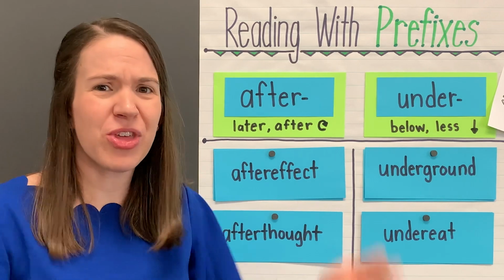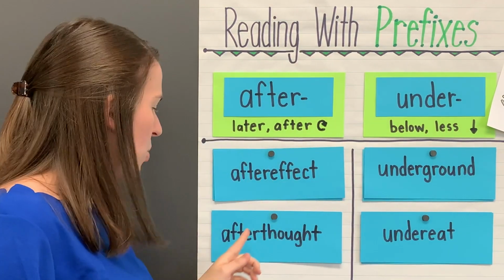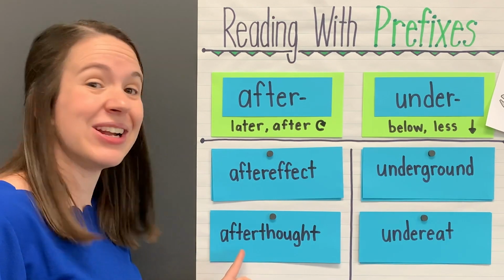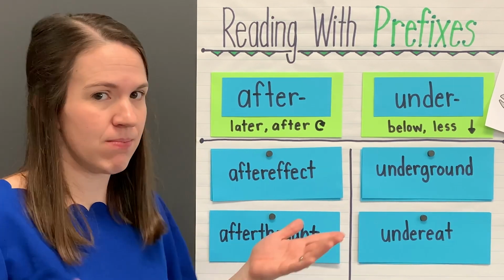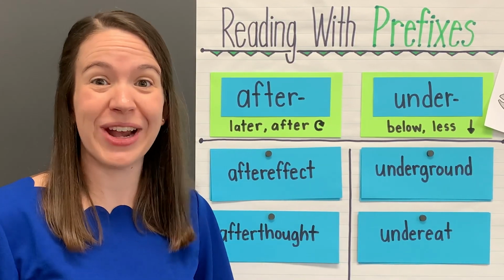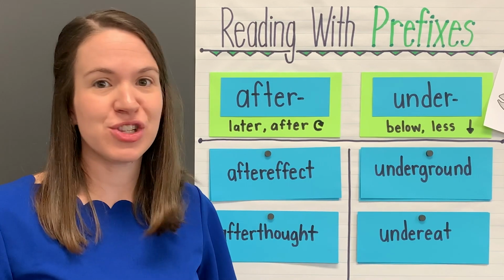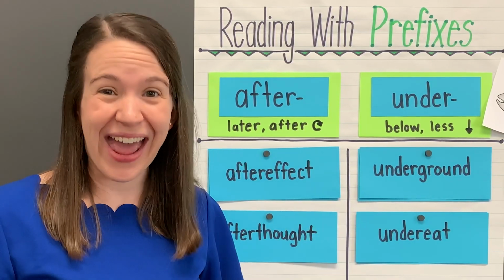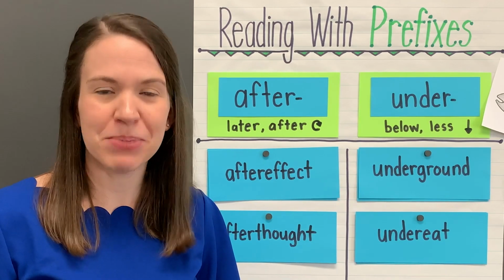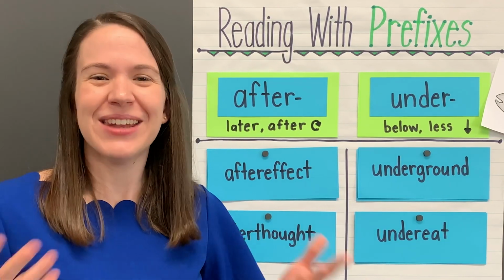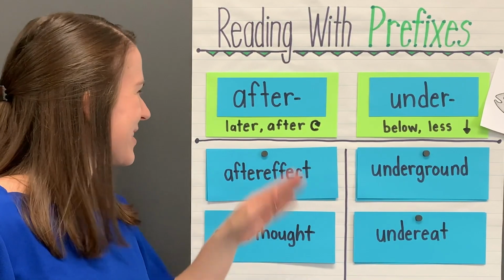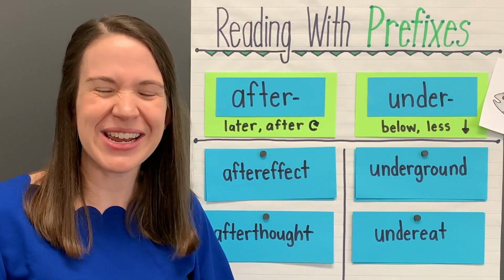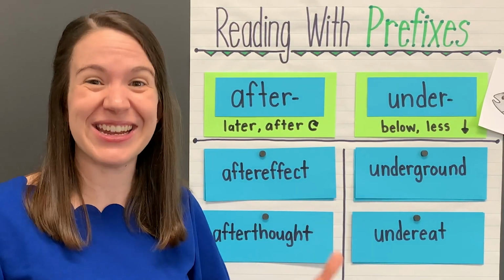Thought is about the things that we think. So an afterthought is a thought that you have at a later time, maybe after something has already happened. Scientists know that we can't try to protect fish as an afterthought. We have to plan ahead. Now that we've read words with the prefixes after and under, let's try reading some words with these prefixes in a text.